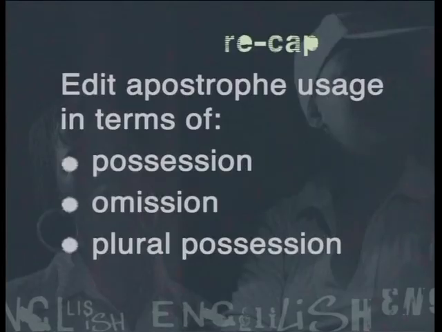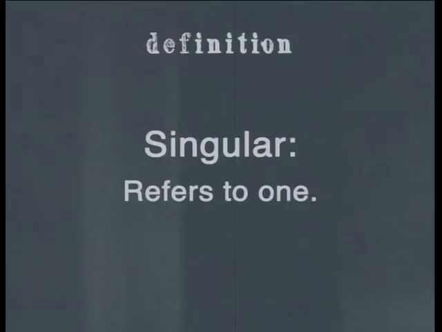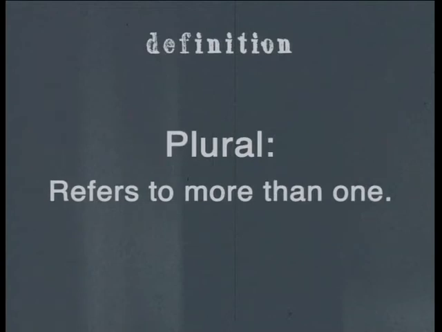So let's recap what we learned about the apostrophe. We know that you have to edit all the mistakes in apostrophe usage in terms of possession, omission, and plural possession. Now we move on to another area in which common errors are made. Do you understand clearly the difference between singular and plural? Singular refers to one, while plural refers to more than one.